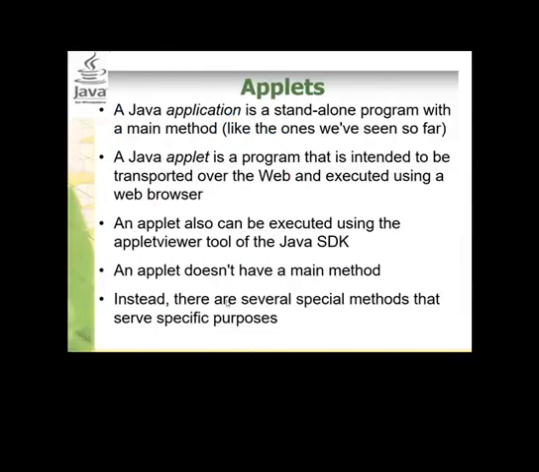Basically an applet is a small Java program, similar to a standalone program with a main method, like the one we've learned before. But the program can be embedded into the web, transported over the web, and then executed through the use of a web browser.